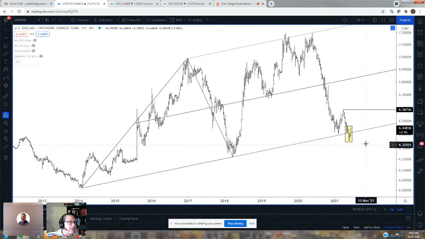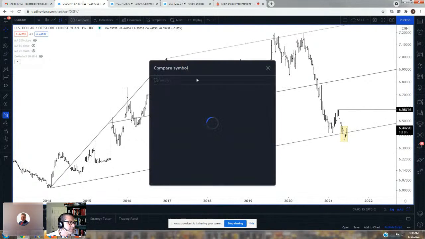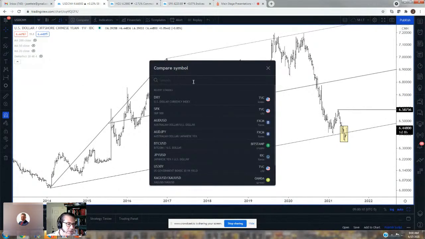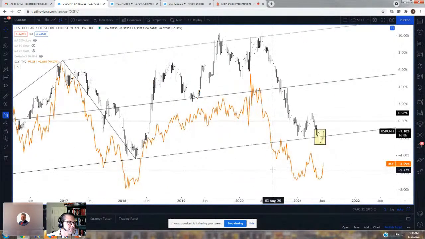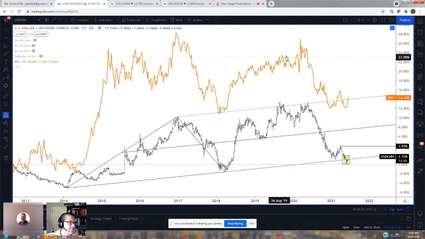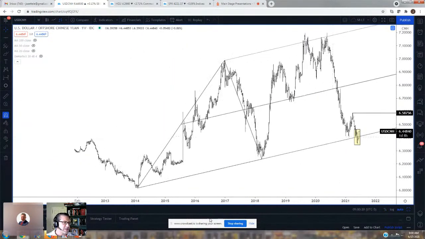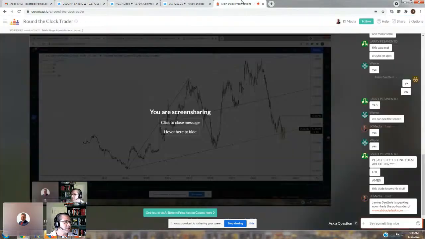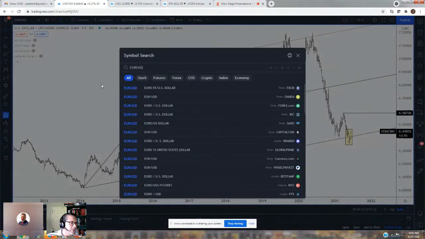You might not be trading Chinese yuan, you might not be trading dollar Swedish krona, but they are very good indicators of general dollar direction. And don't take my word for it. Let's throw up DXY in orange. There you go. So let's move to euro.